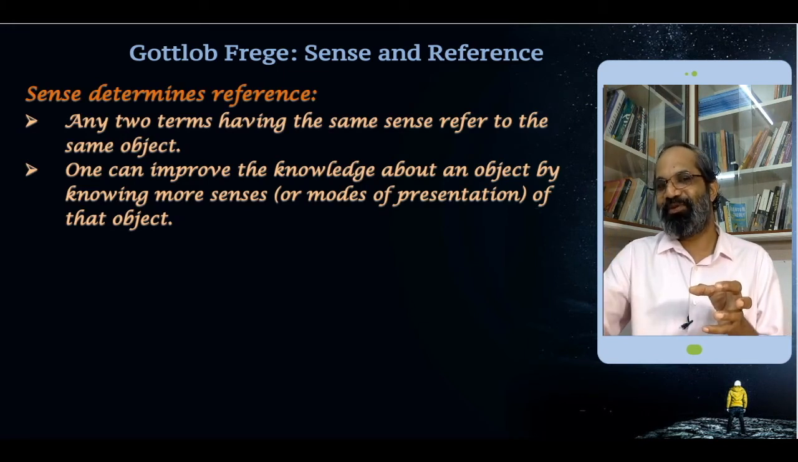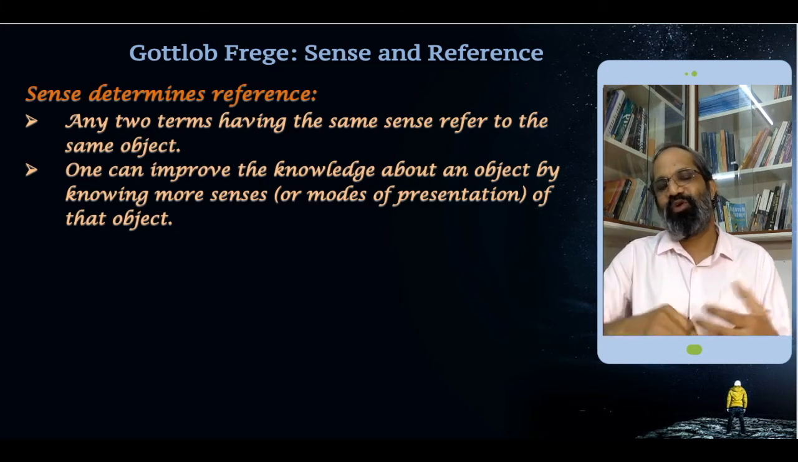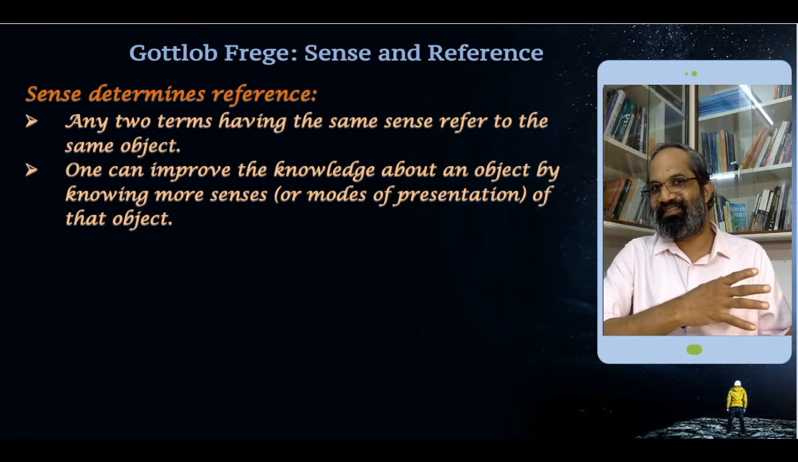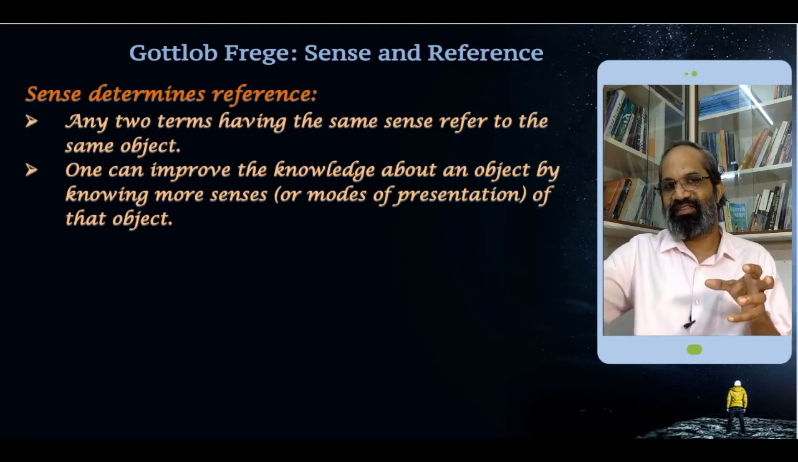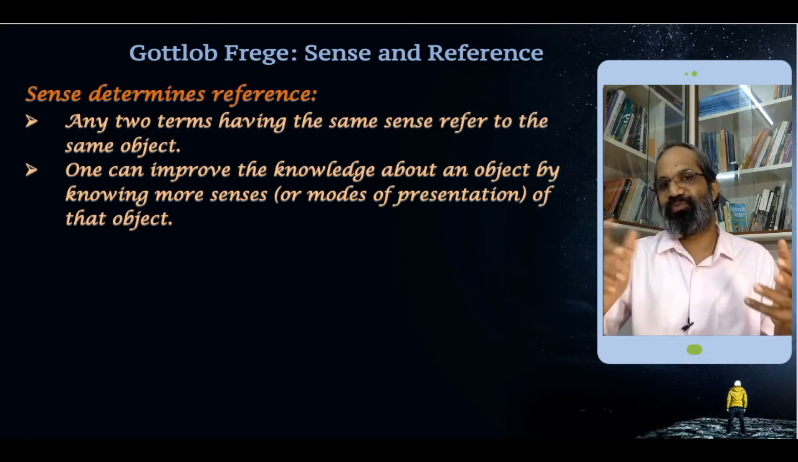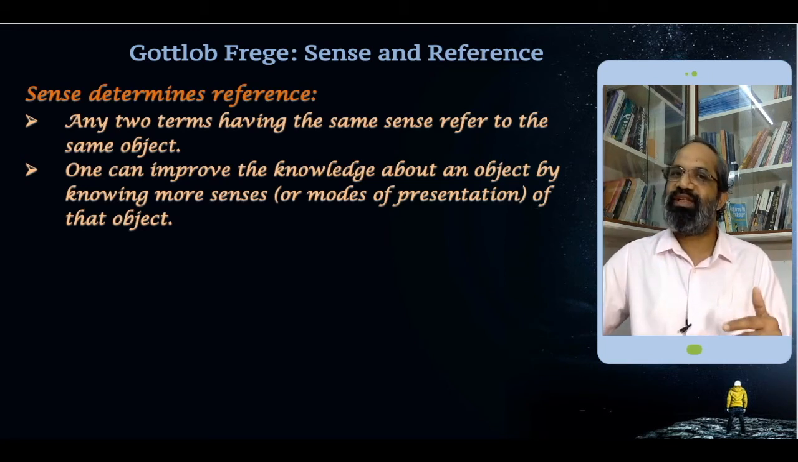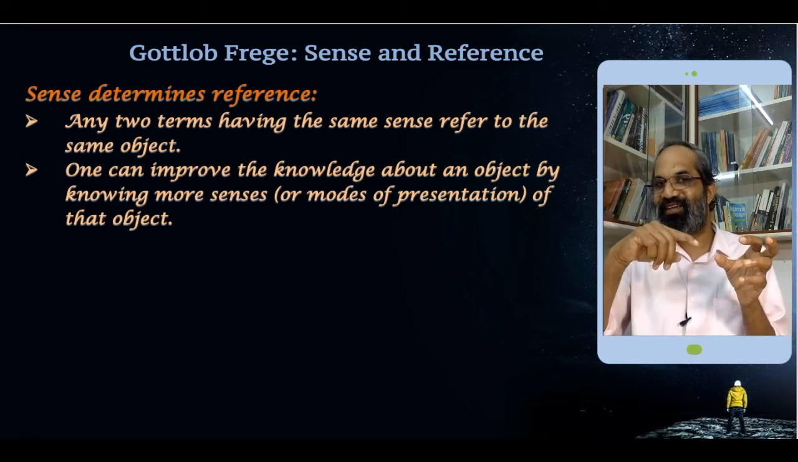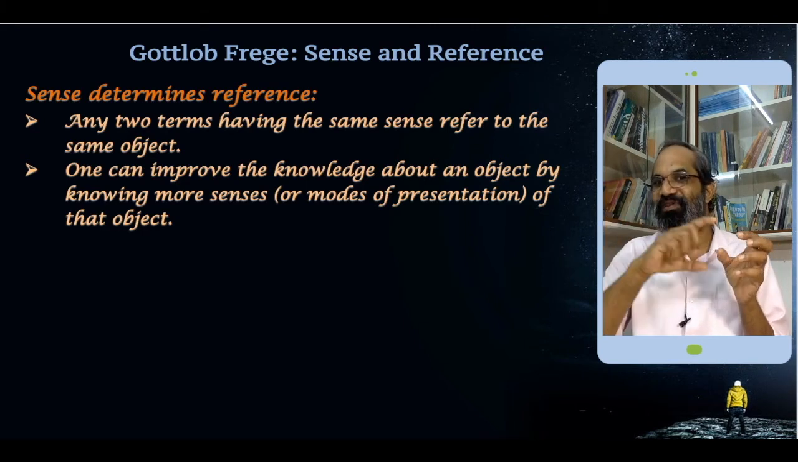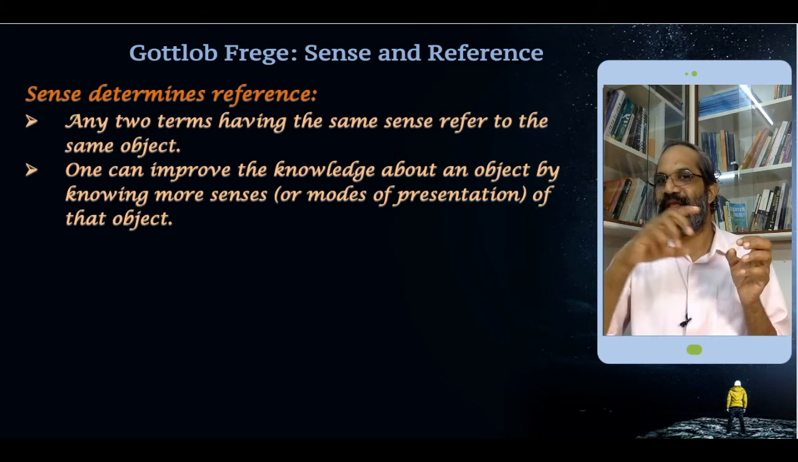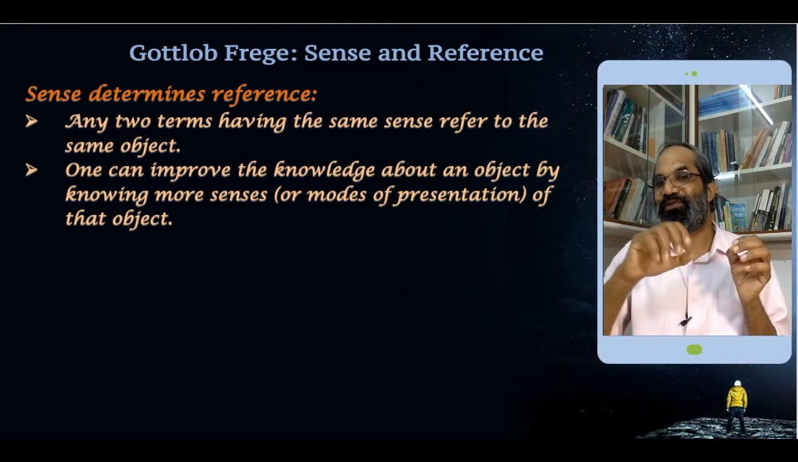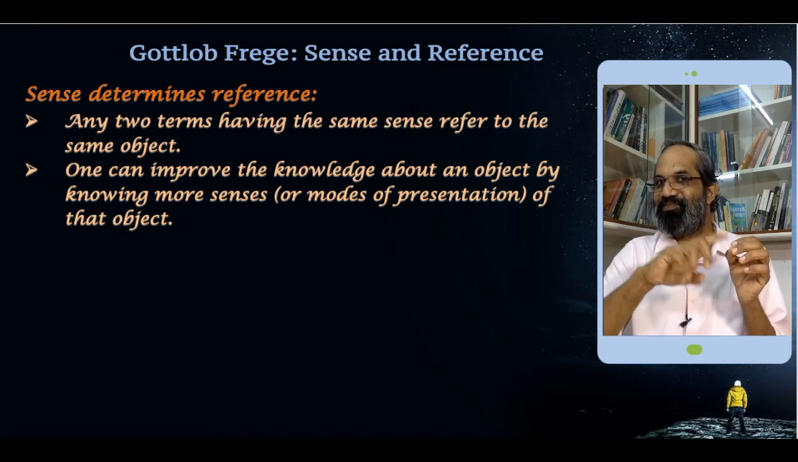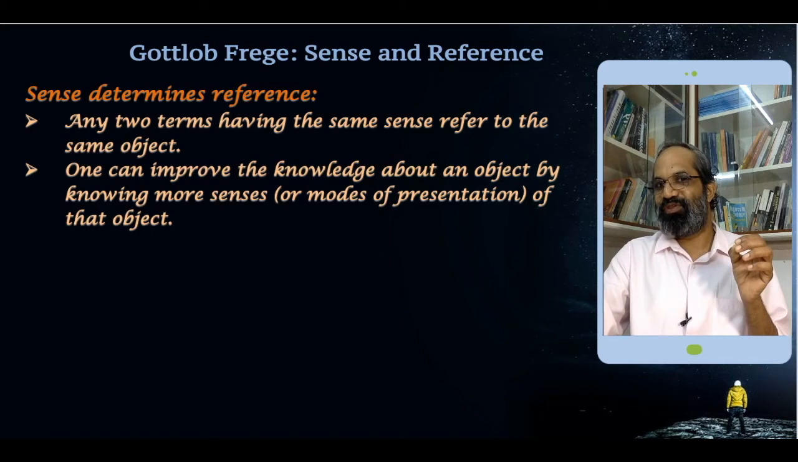So one and the same Narendra Modi can be represented in various ways. The sign changes, accordingly the mode of presentation changes, but the object remains one and the same. So what is done here, by referring to one and the same object by different modes of presentation, we are actually improving the knowledge about the object. That's why we say that the sense is improving it. It's not the sign which improves the knowledge about that object, but the sense that the sign represents.